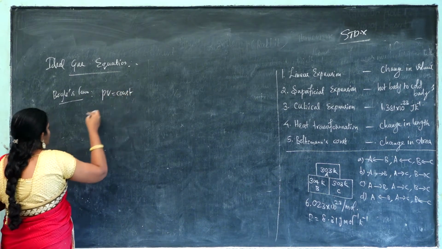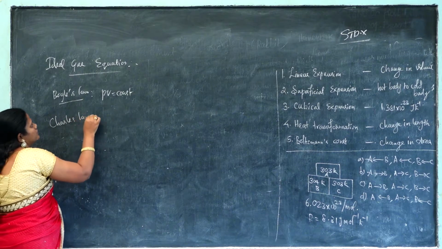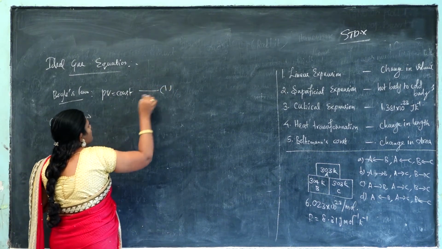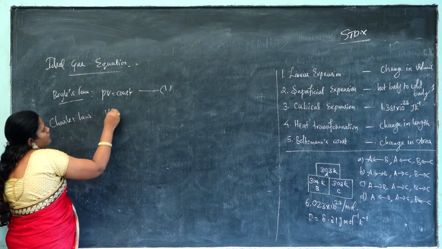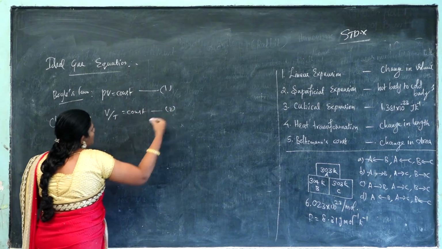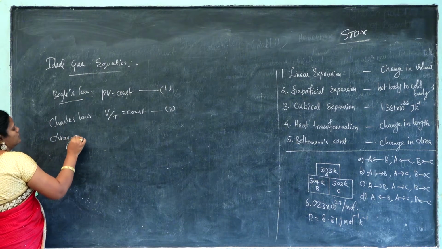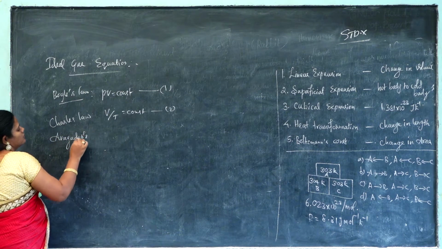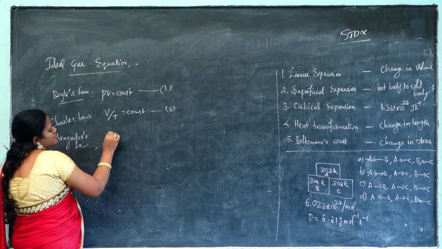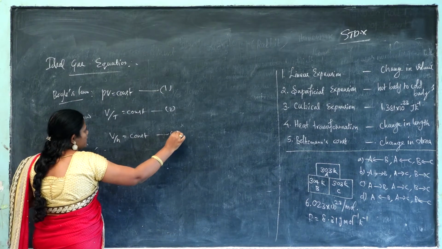Okay, and what is Charles's law? This is the first equation, and Charles's law, V by T is equal to constant. That is the second equation. And what is Avogadro's law? Avogadro's law, that is V by N is equal to constant. Okay, that is the third equation.